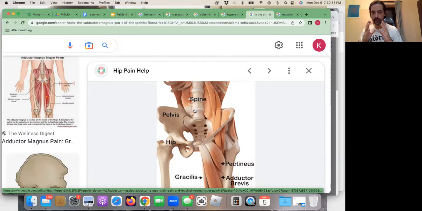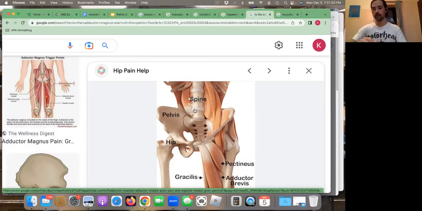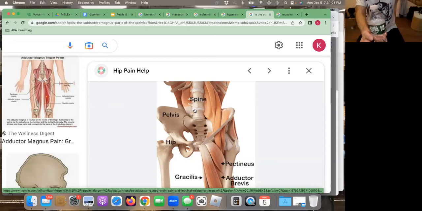Together, the four of them stabilize the spine, like four columns around the spine. If this water bottle is the spine, you have the psoas on one side, and behind that you have the erector spinae group. Looking at the patient from the side, you have the psoas in the front and the erector spinae in the back.